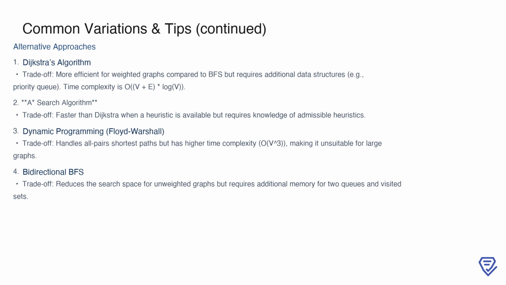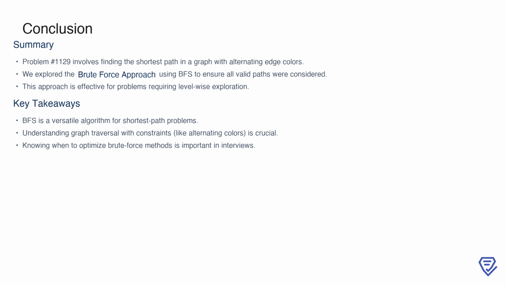Dynamic programming approaches like Floyd-Warshall handle all pairs shortest paths but are computationally expensive, with a time complexity of O(V cubed), making them impractical for large graphs. Finally, bidirectional BFS can significantly reduce the search space for unweighted graphs by working from both the source and target simultaneously, though it does require extra memory for maintaining two queues and visited sets. Each of these methods has its trade-offs, so choosing the right one depends on the specific requirements and constraints of the problem. Great job on completing this walkthrough. To summarize, this problem showcases the power of BFS in exploring constrained shortest path problems.